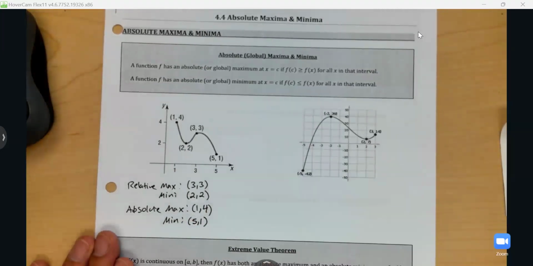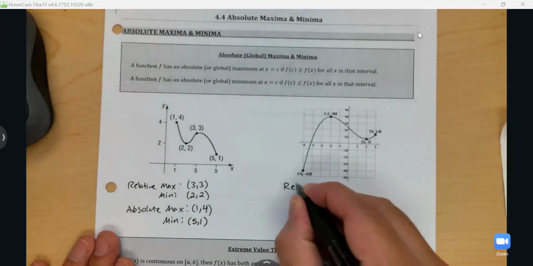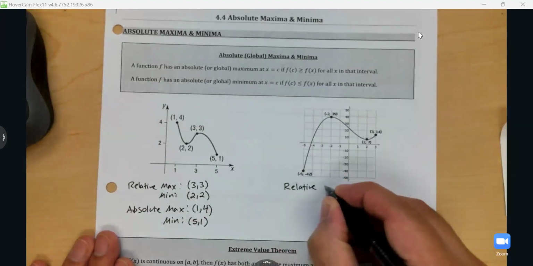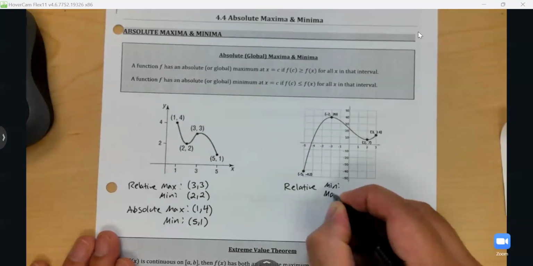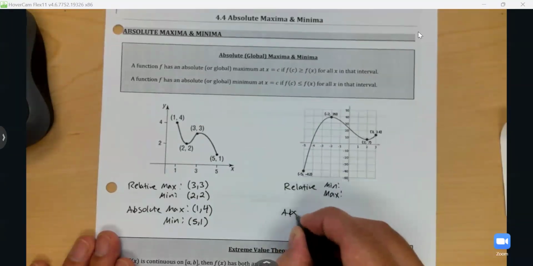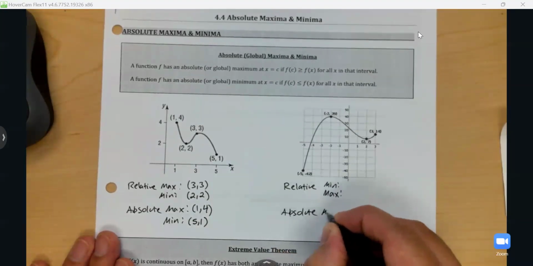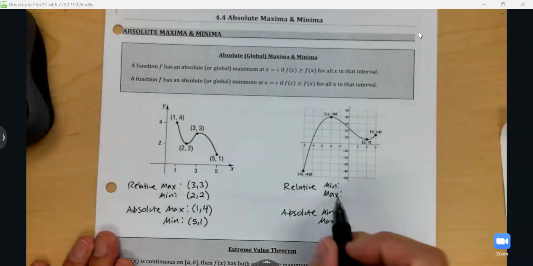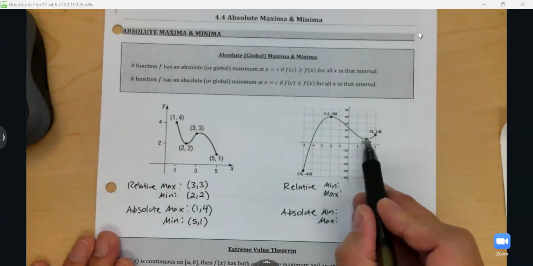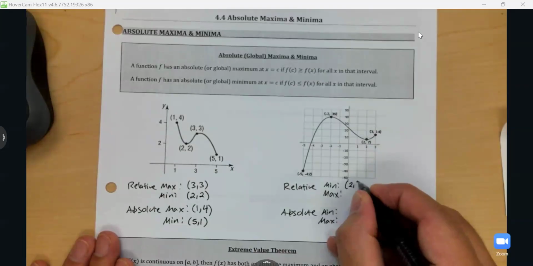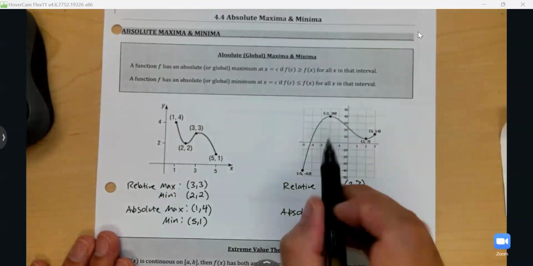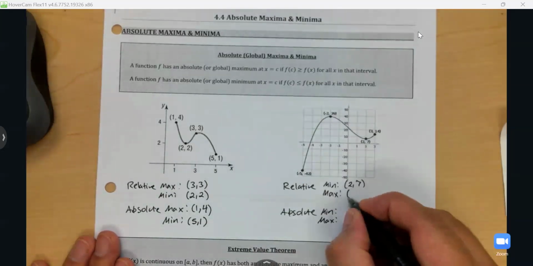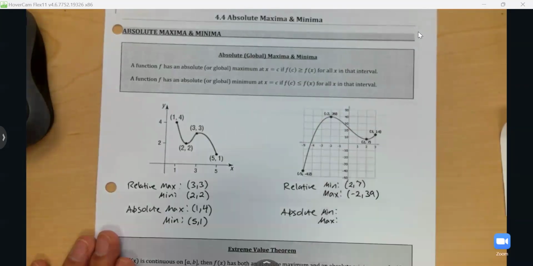Okay, let's do the same for this example. So again, we're looking for relative mins and max, and then absolute mins and max. Okay, so for my relative min, again, I'm looking for the bottom of a roller coaster, right? That would be right there. So 2, 7. My relative max would be here, -2, 39.